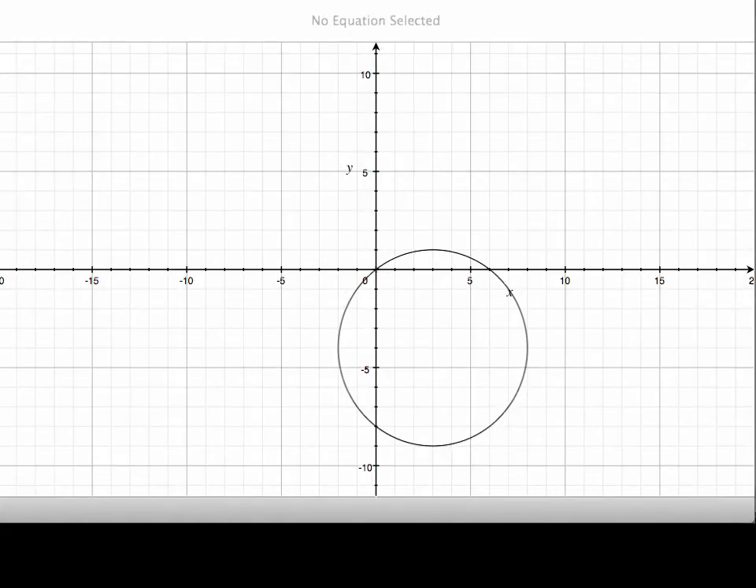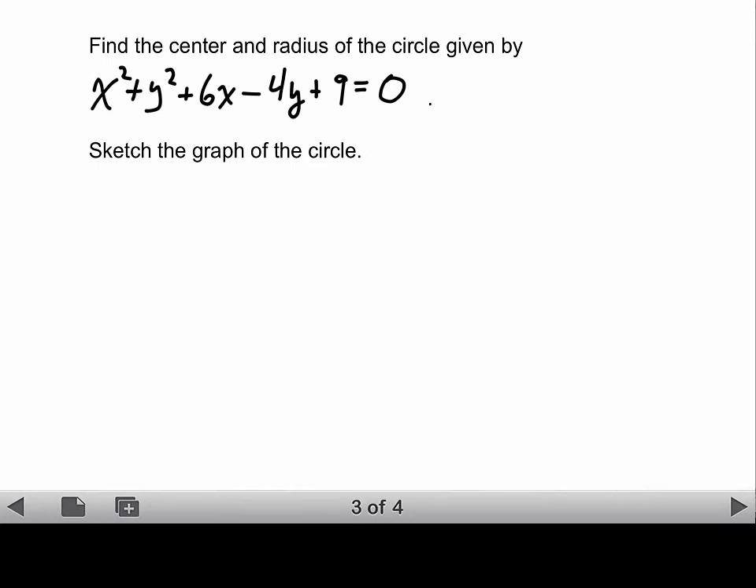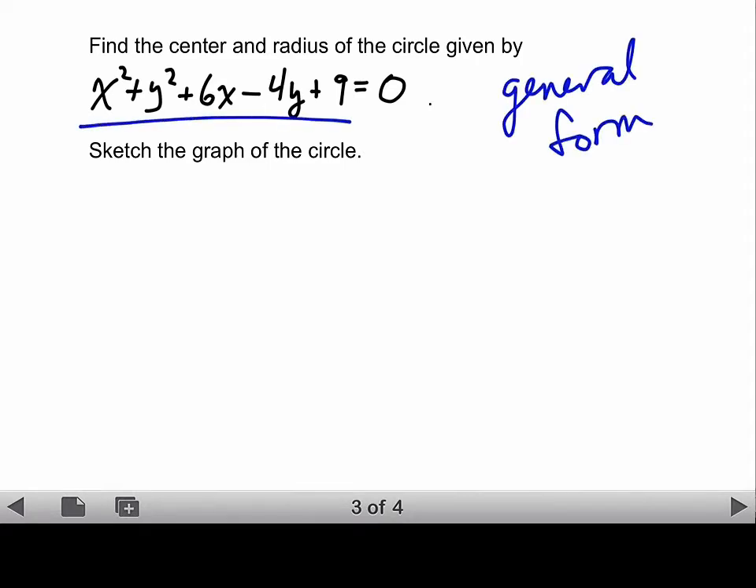Notice it's in the shape of a circle. Surprising, isn't it? On to the next. Here we're asked to find the center and radius of a circle given by x squared plus y squared plus 6x minus 4y plus 9 is equal to 0. And this is in what's called general form. That is, there's a bunch of stuff on one side and the other side is equal to 0.